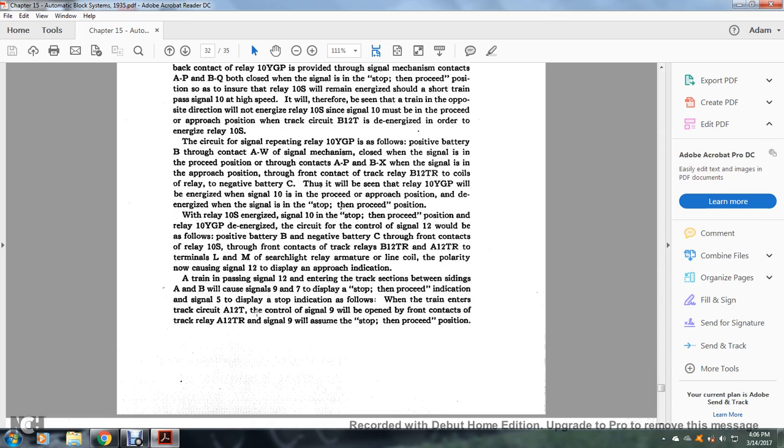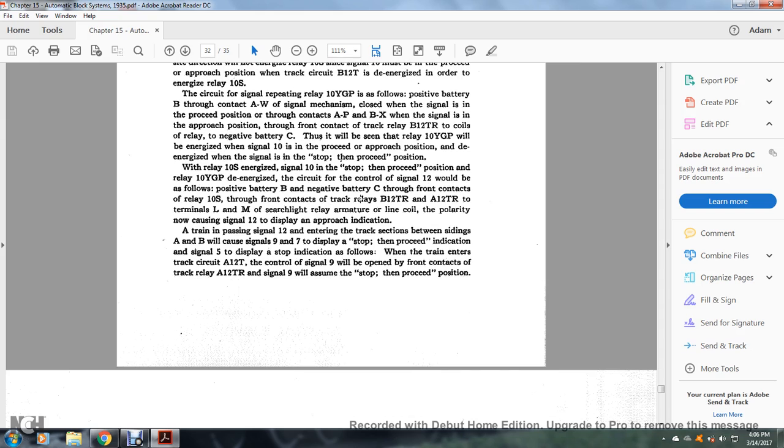Alright, the circuit of the signal repeating relay 10YGP is controlled with positive battery CB through the contact AW of the signal mechanism, closed with the signal in the preceding position, through the contacts AP and BX. When the signal is in the approach position, with the contact of the track relay B12TR and the coil of the relay to negative battery C, relay 10YGP will be energized with signal 10 in the preceding approach position, and de-energized with the signal in the stop, then proceed position. We will realize 10S energized with signal 10 in the stop, then proceed position.